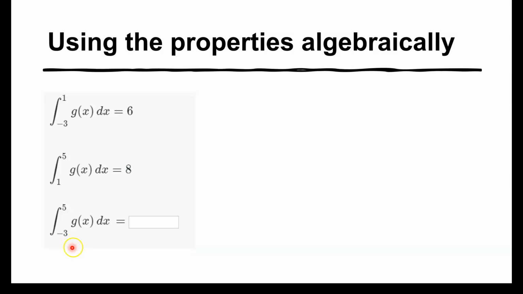And then here we have two g of x functions, and we want to go from negative 3 to 5. So this is a case where you match your bounds. So we would say that this is the same as adding negative 3 to 1 plus 1 to 5. So that's like adding 6 to 8, which is 14.